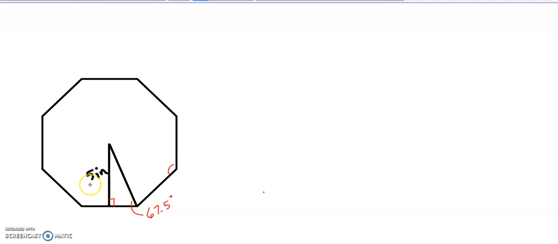Now in this case, since we already know the apothem, what I need is the perimeter, because remember that the area of a polygon is 1/2 AP. Half the length of the apothem times the length of the perimeter. To get the perimeter, I'm going to find this side length, double it to get the side of the octagon, and then multiply it by 8 to get the entire perimeter. So let's get started.